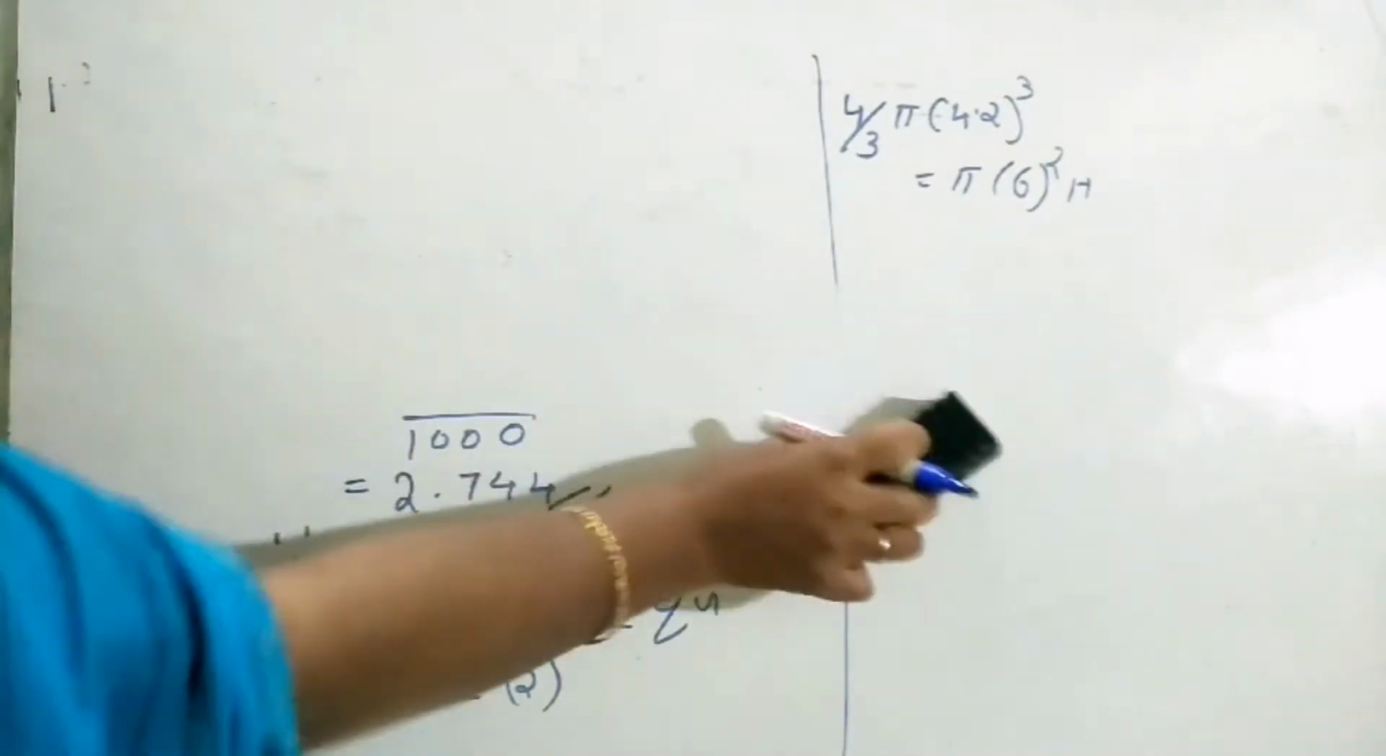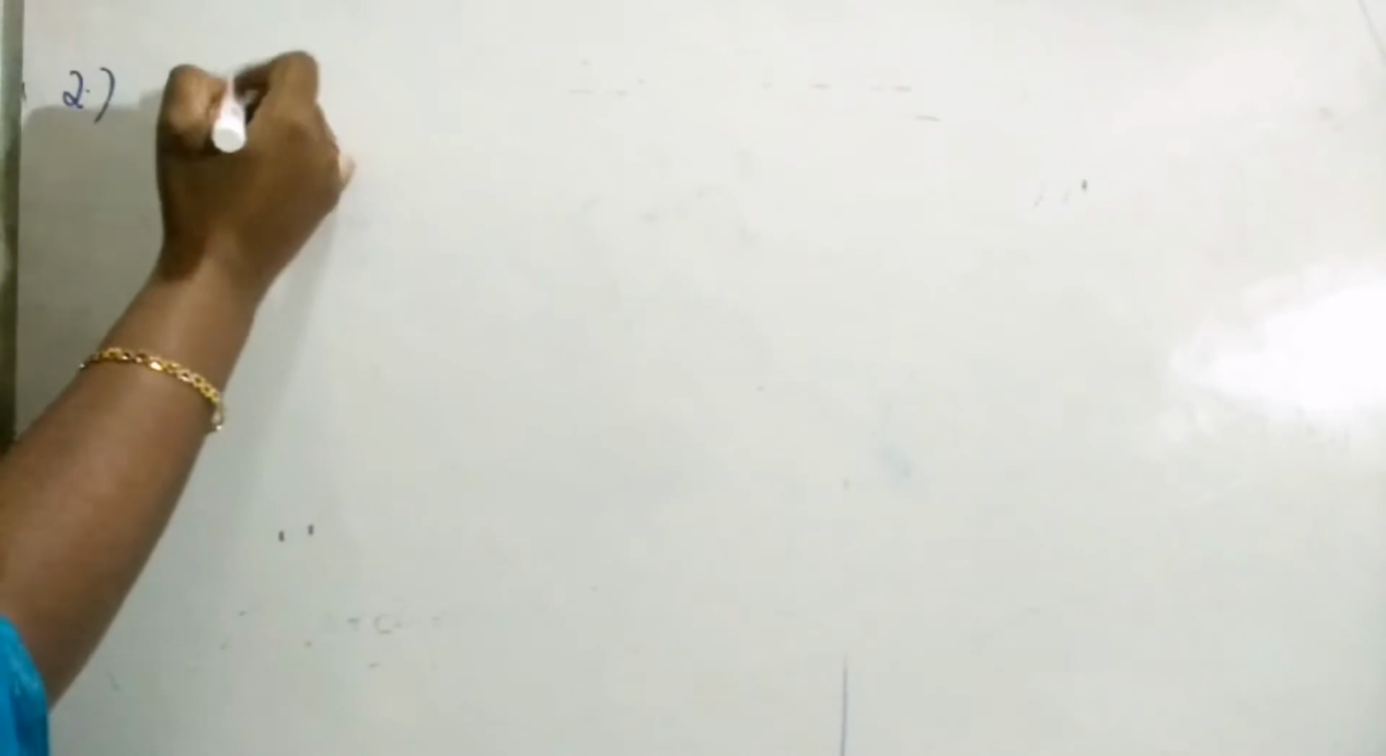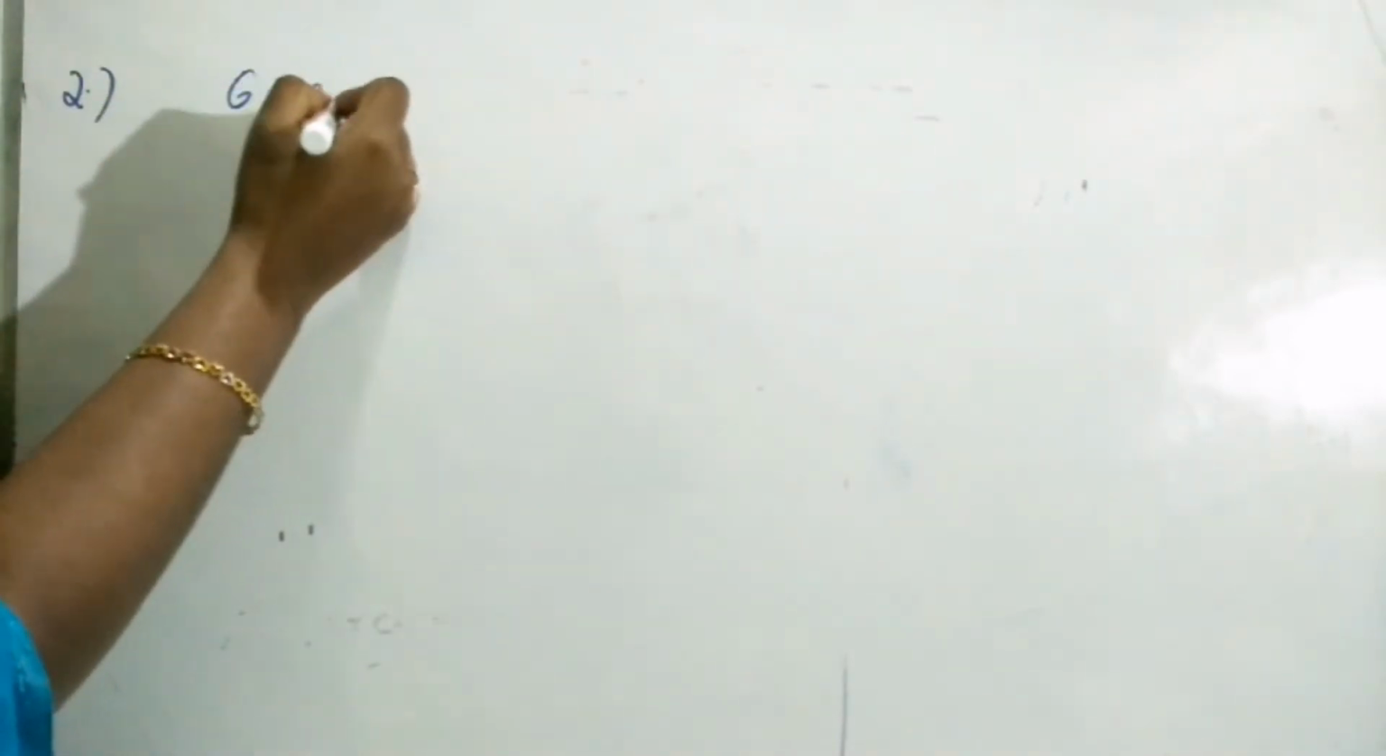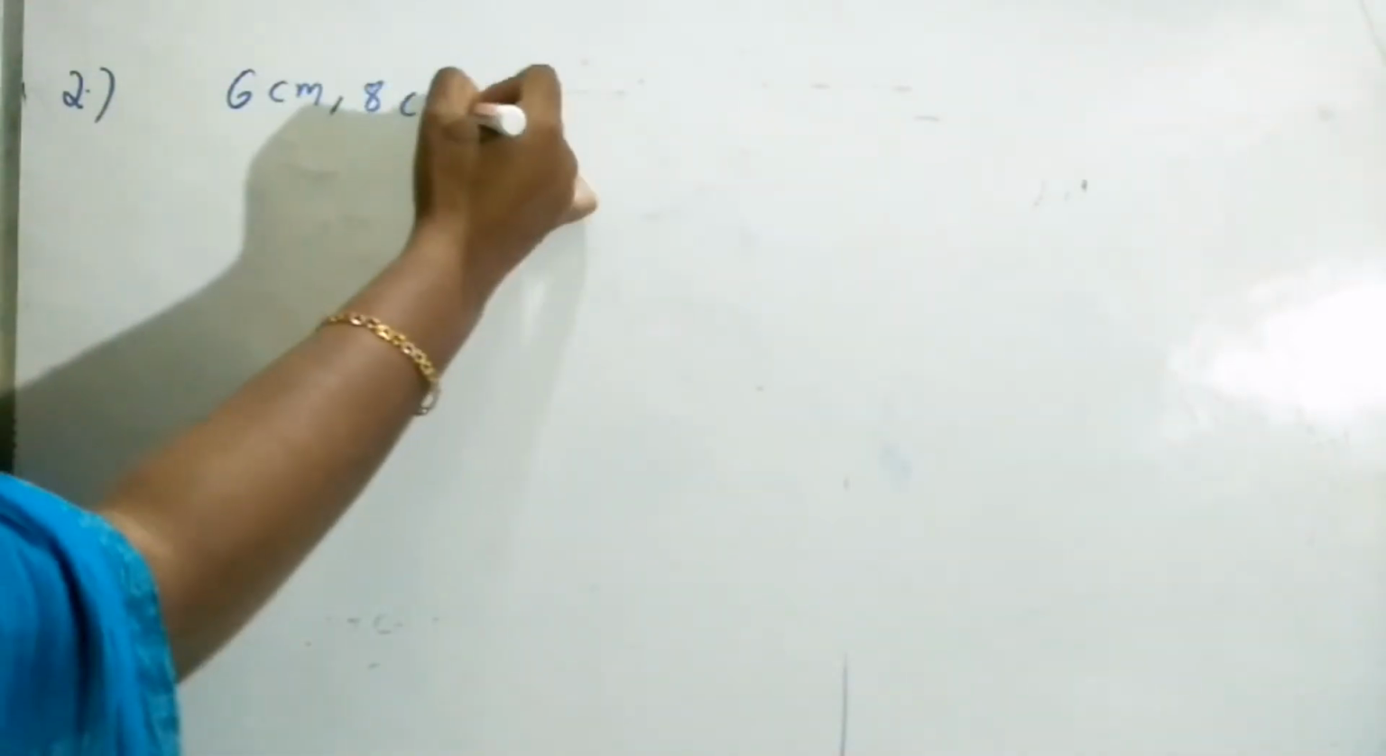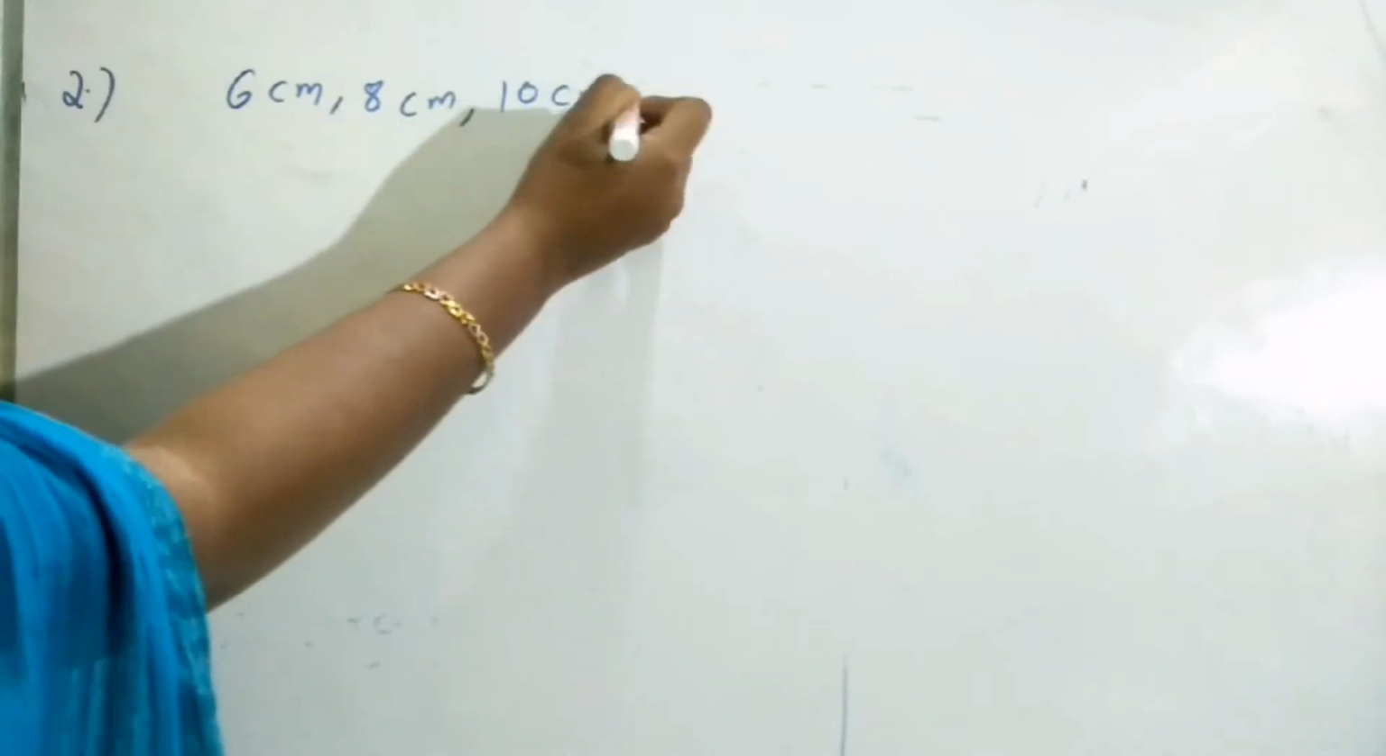Now second question: metallic spheres of radii. Here we have 3 metallic spheres. The radius of the first one is 6 centimeter, second one is 8 centimeter, and third one is 10 centimeter. Metallic spheres of radii 6 centimeter, 8 centimeter, and 10 centimeter respectively are melted to form a single solid sphere.